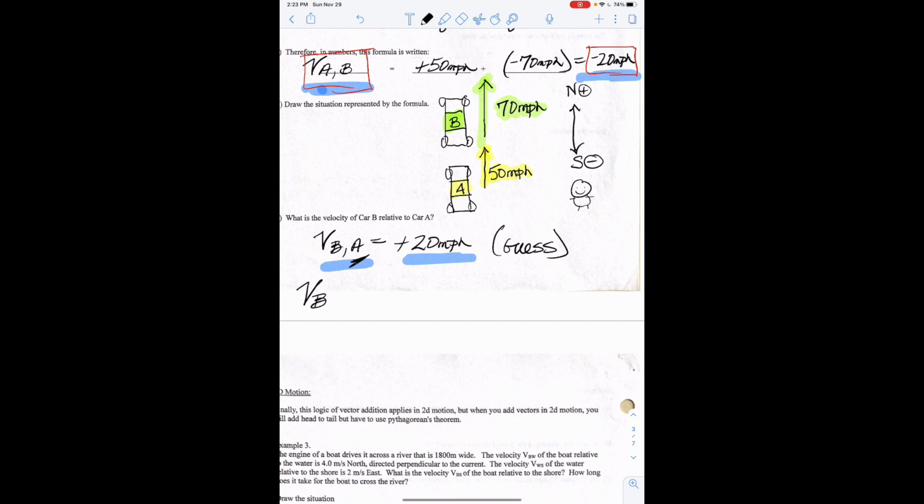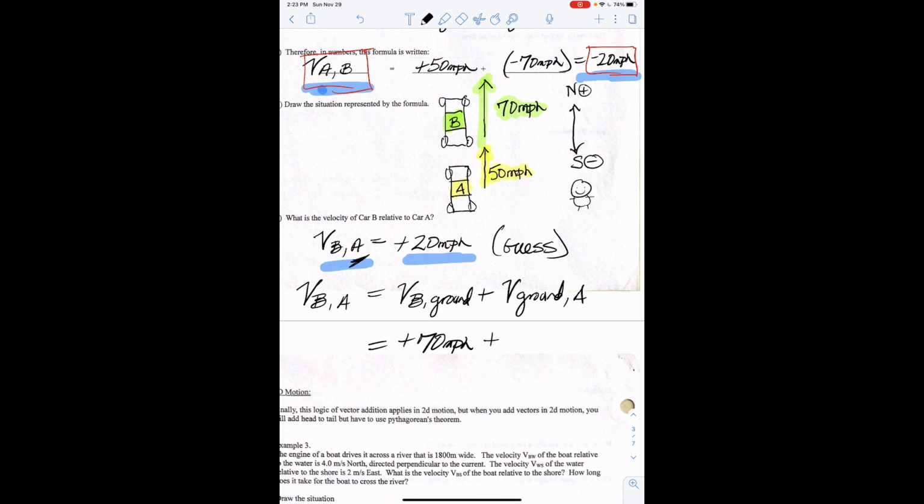So we have the velocity of B relative to A is equal to the velocity of B relative to the ground plus the velocity of the ground relative to A. So I'm going to go ahead and put some numbers in there. What is the velocity of B relative to the ground? That was the positive 70 miles per hour, right? Because B is the faster moving car. And what is the velocity of the ground relative to A?